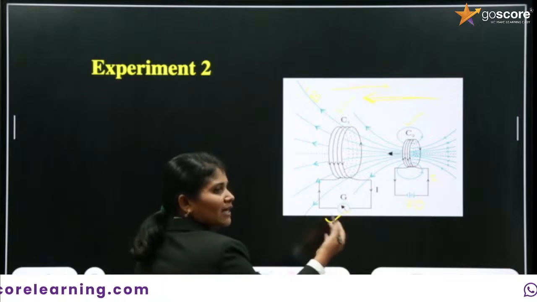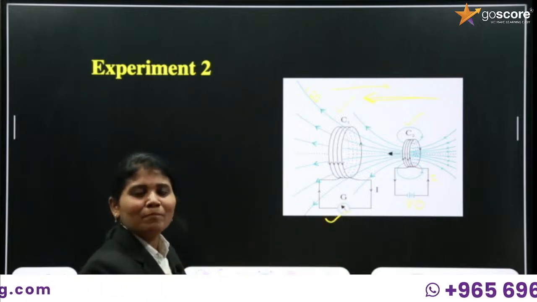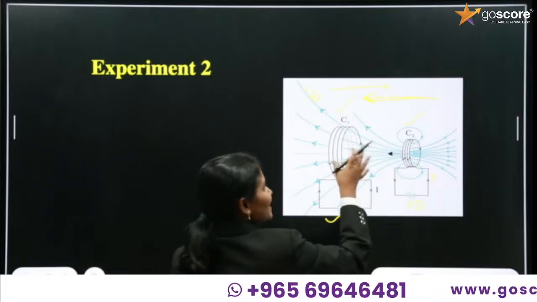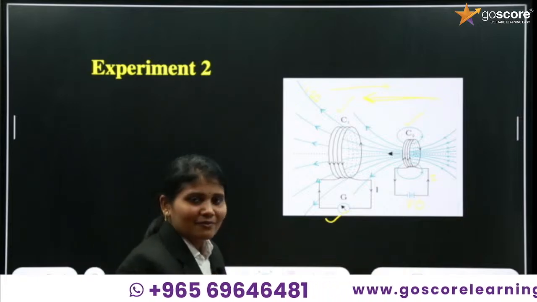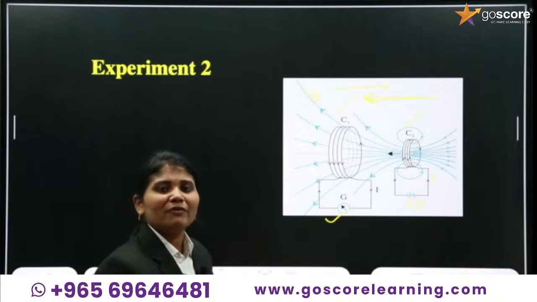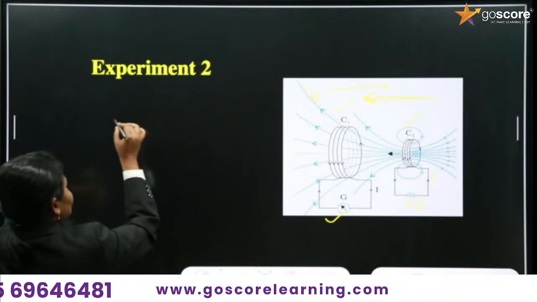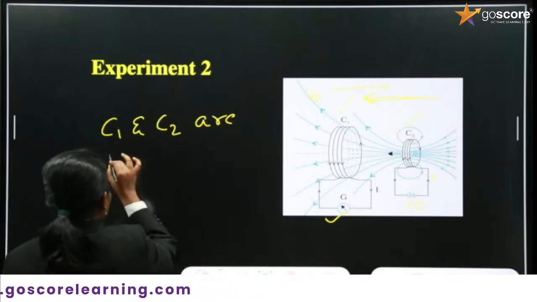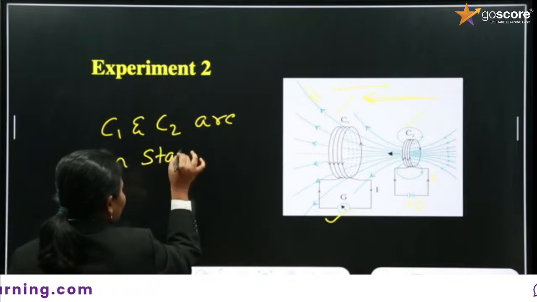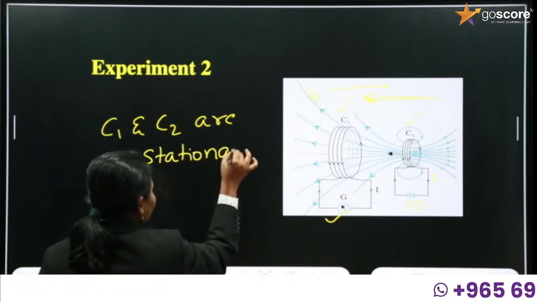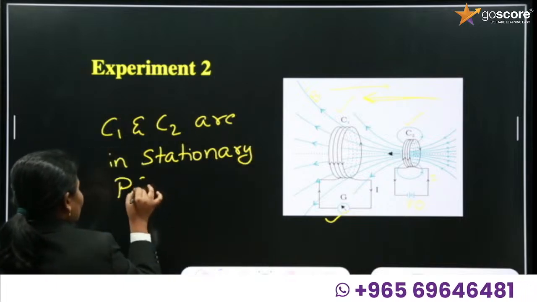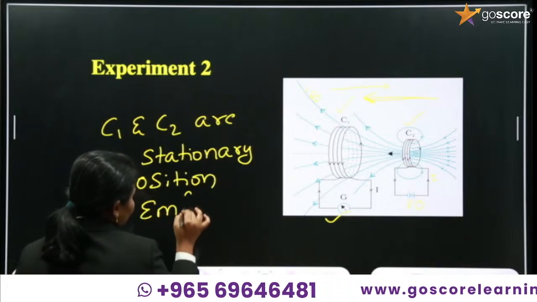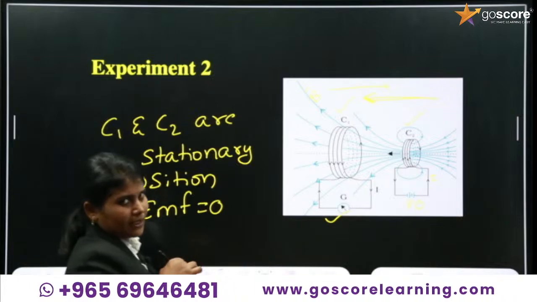Galvanometer deflecting means current is producing, means EMF is also producing. But when C2 and C1 are in stationary position, what is happening? EMF is not induced. It means when coils C1 and C2 are in stationary position, EMF is equal to 0. This is the second experiment.